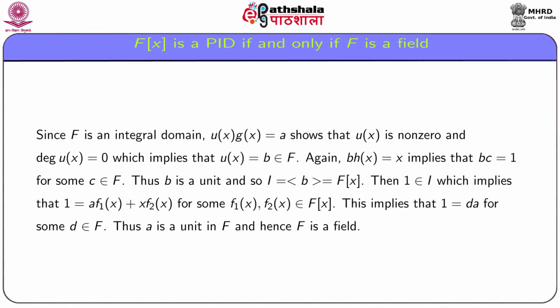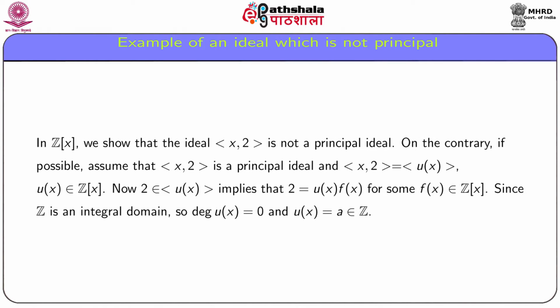So, I becomes the whole ring F[x], and thus 1 belongs to I, which implies that 1 must be expressed as a combination of a and x, that is 1 = a f1(x) + x f2(x). Again, if we compare the constant terms of this identity, we get 1 as a multiple of a, that is a becomes a unit in F. Since a is an arbitrary non-zero element of F, it follows that F is a field. Here we are discussing the integral domains in which every ideal is a principal ideal.